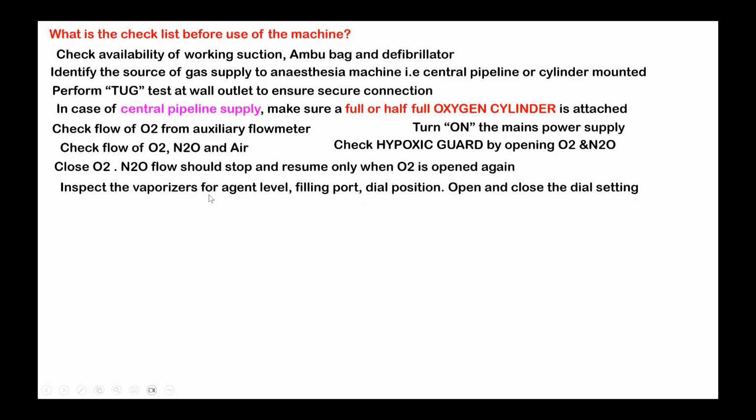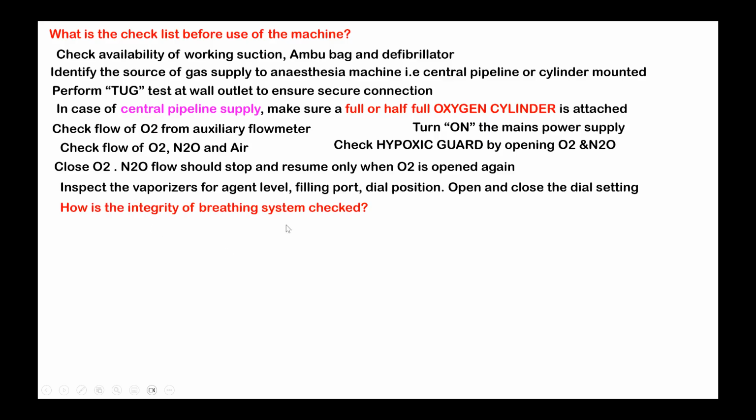Inspect the vaporizers for agent level, whether the filling port is properly closed, whether the dial is in 0 position, and check by opening and closing the dial setting whether it is freely working or not. So these are all the steps that you have to follow before using the anesthesia machine in day-to-day practice.